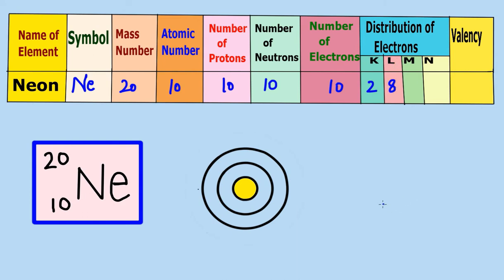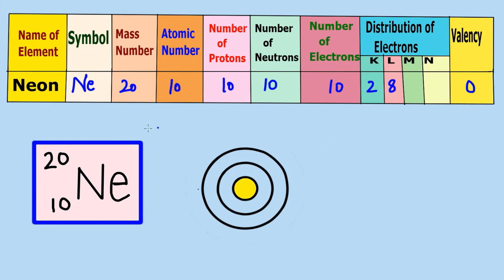So, according to Bohr and Bury, the outermost shell can accommodate a maximum of 8 electrons. So, its octet is completed. So, its valency is 0 now. That is the reason why neon is least reactive. It is not interested in combining with any other element.